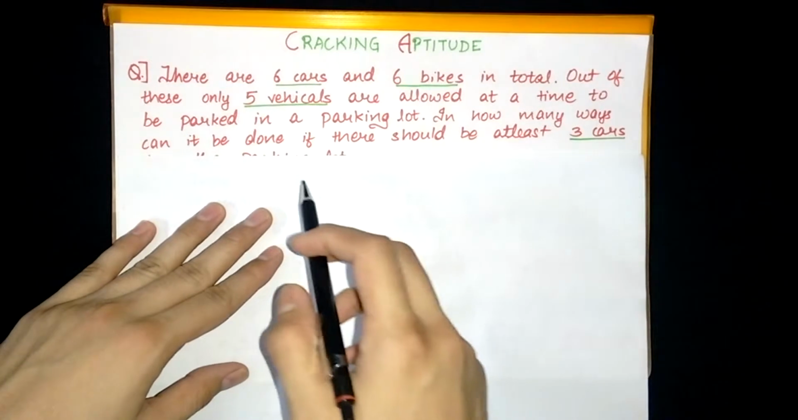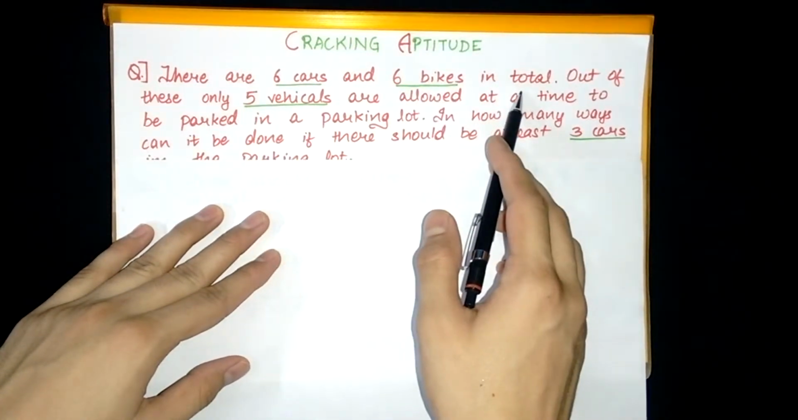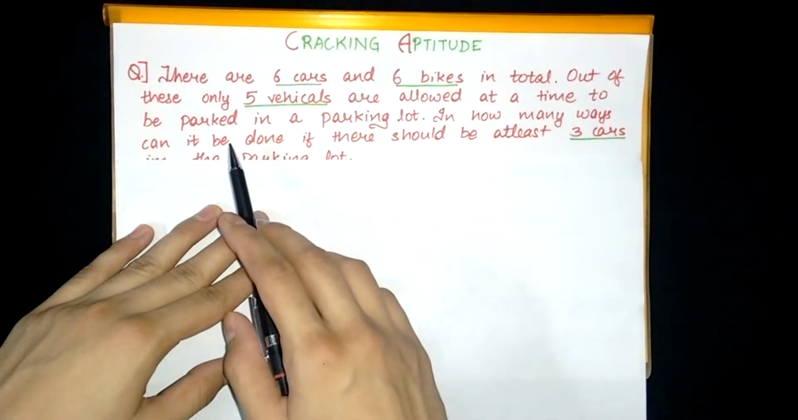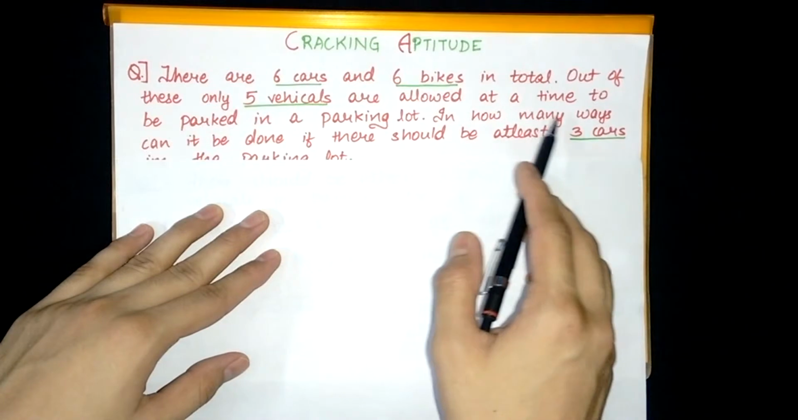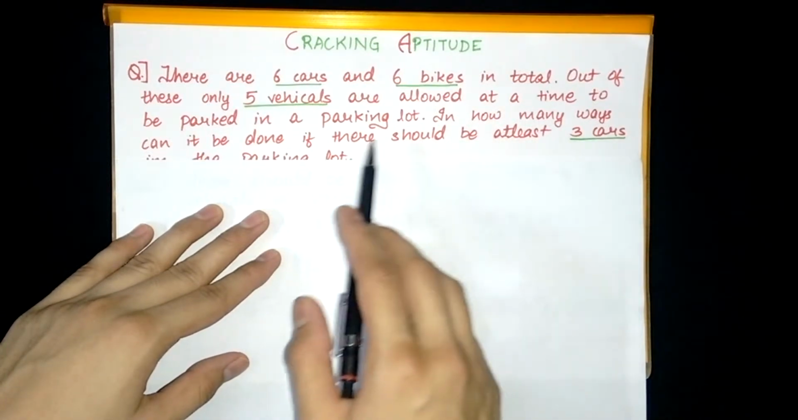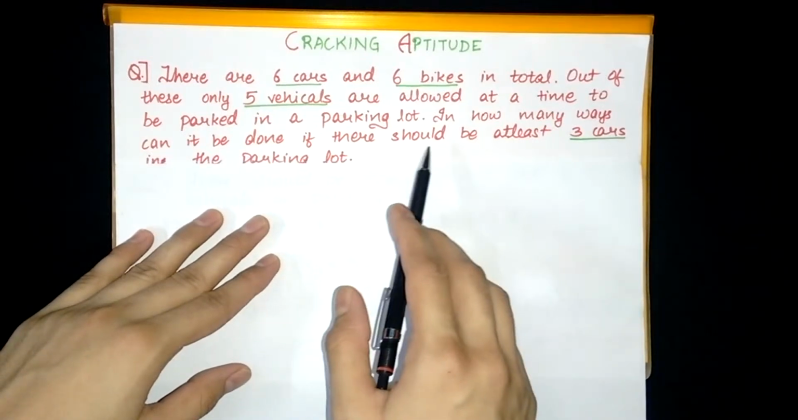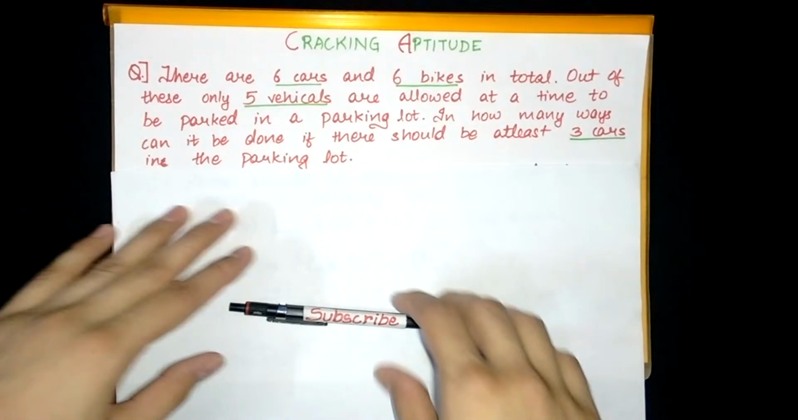There is a question. There are 6 cars and 6 bikes in total. Out of these, only 5 vehicles are allowed to be parked at a time in a parking lot. In how many ways can it be done if there should be at least 3 cars in the parking lot?